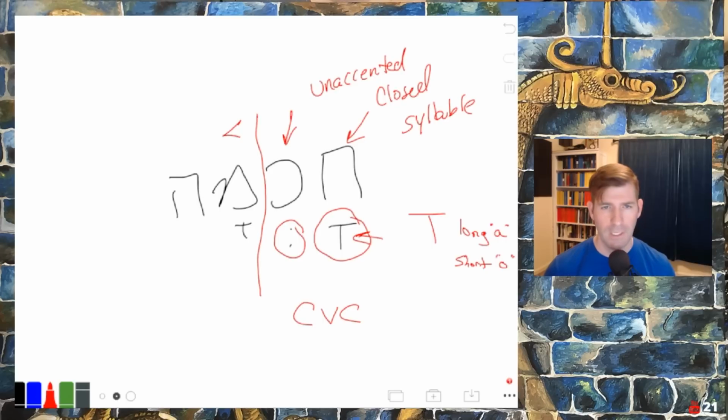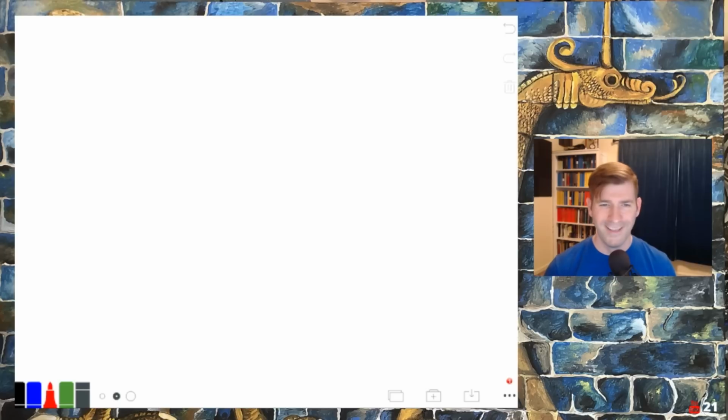It's a short O. So again, a closed, unaccented syllable takes a short vowel. We're having a bit of a debate in the comments, but I'll look into that some more. I learned it as kametz chatuf, but it doesn't matter. So short O, that's what that is. Okay, enough about that. We've talked about it, and we can move on.